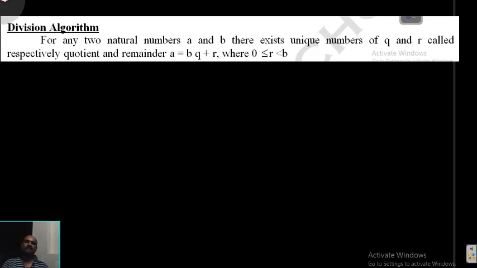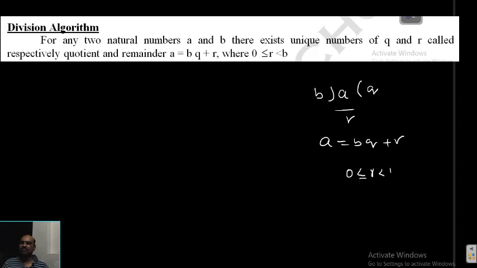The same thing is given here. For any two natural numbers A and B, there exist unique numbers Q and R, called respectively the quotient and remainder, so that A equals BQ plus R, where 0 is less than or equal to R, and R is less than B. This is called the division algorithm. Another way I can write this: A is divided by B, you will get two unique numbers Q and R, so that A is equal to BQ plus R. So R is what? 0, or that number should be less than B. So this is called the division algorithm in numbers.